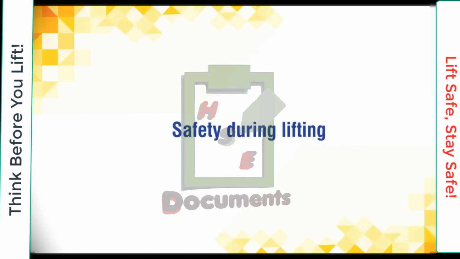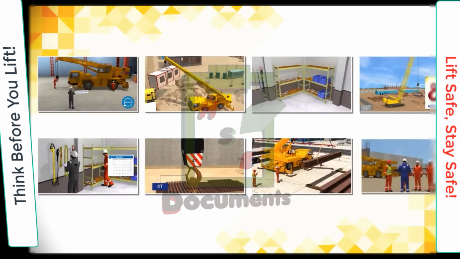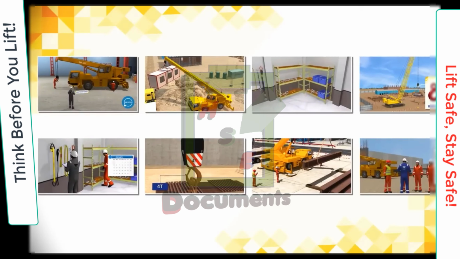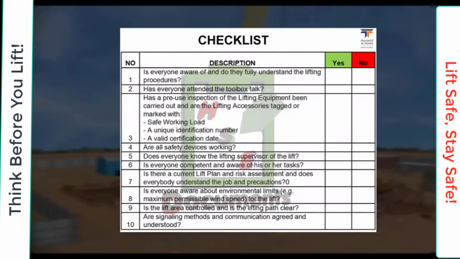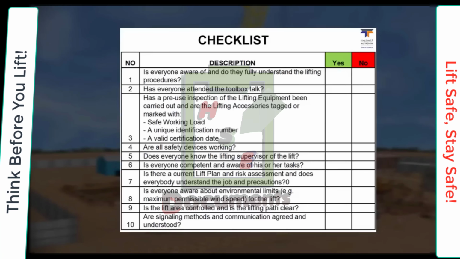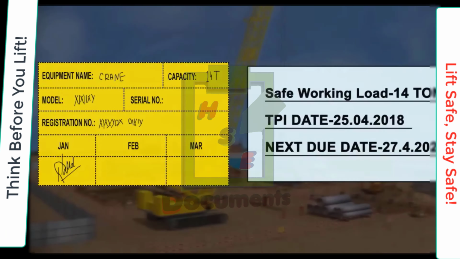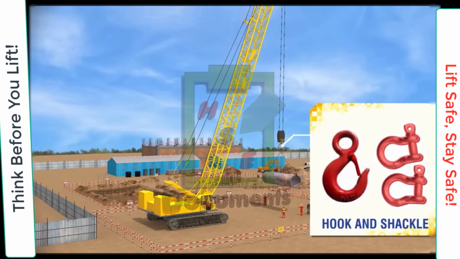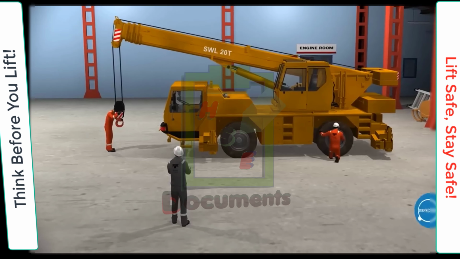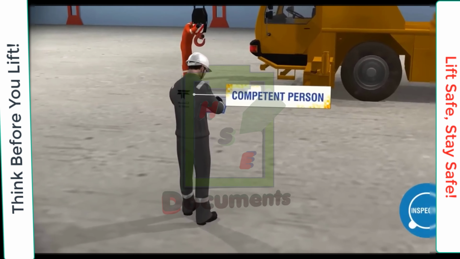Safety during lifting. Now, let us understand the safety rules to be followed while performing a lifting operation. During loading and unloading, please follow a 10-point checklist. All equipment should have an inspection tag and specify their capacity to lift weights. Only those hooks and shackles must be used, which indicate safe working load on them. The equipment should be inspected by a competent person, and the certificate must be kept safely.